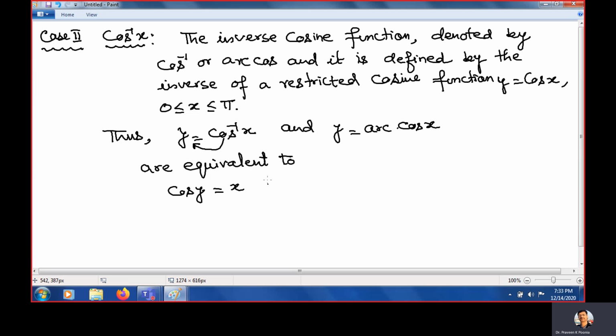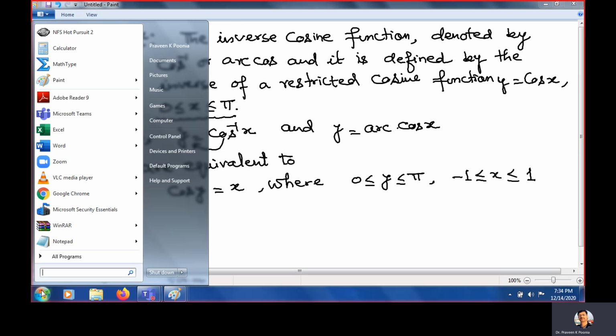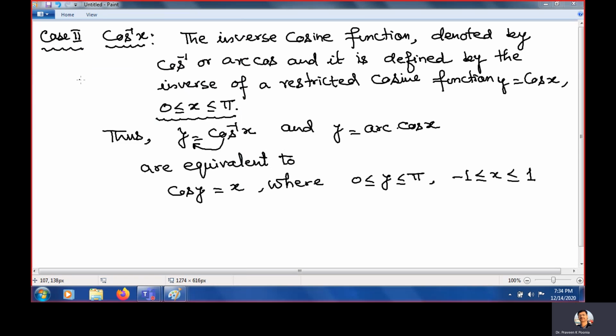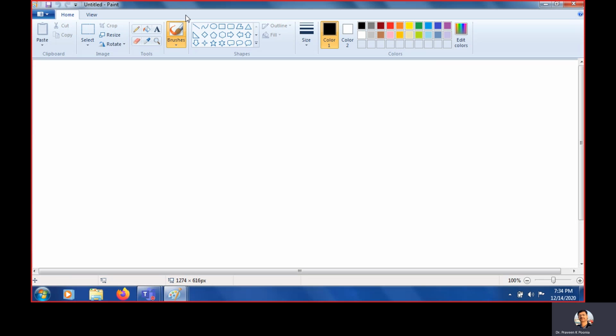Cos y is equal to x, where 0 is less than or equal to y is less than or equal to pi, while minus 1 is less than or equal to x is less than or equal to 1. This is just like the sine inverse, but sine inverse was from minus pi by 2 to pi by 2. The difference was pi. Here also the difference is pi, but it is from 0 to pi. This is the difference. Clear? So this is about the cosine inverse x.